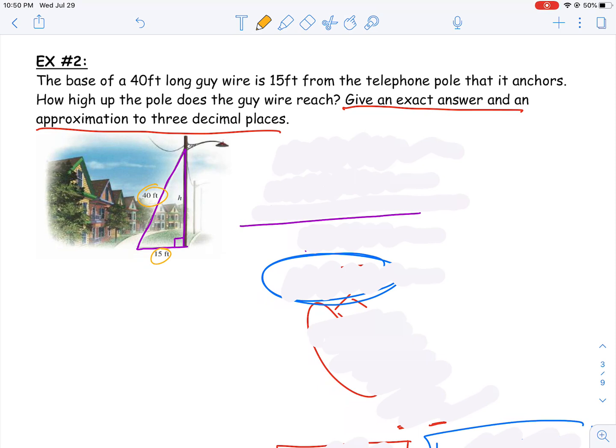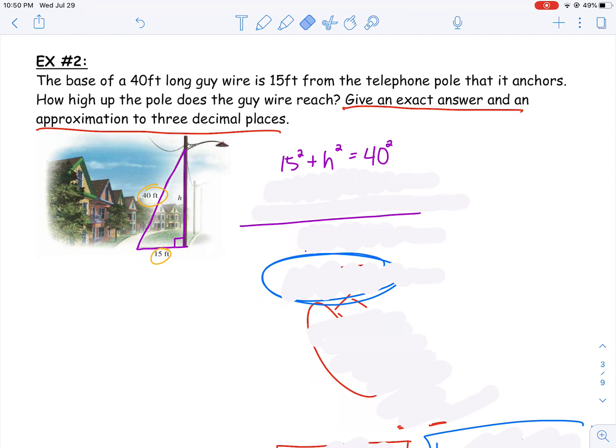So I have actually two sides of the right triangle. It asks us to find how high the pole reaches, right? How high up the pole does the guy wire reach? Give an exact answer, and an approximation to 3 decimal places. So because we have this right triangle and we know 2 of the sides, we should be able to find that third side, the height of the pole, right? By using the Pythagorean Theorem. A squared plus b squared equals c squared.